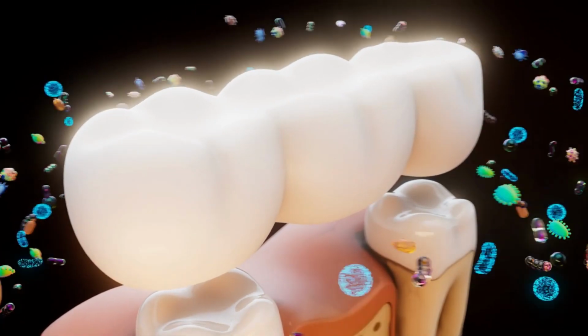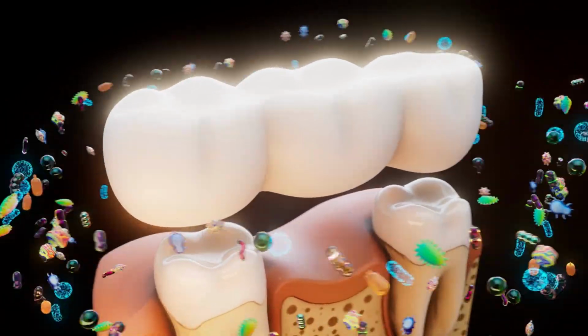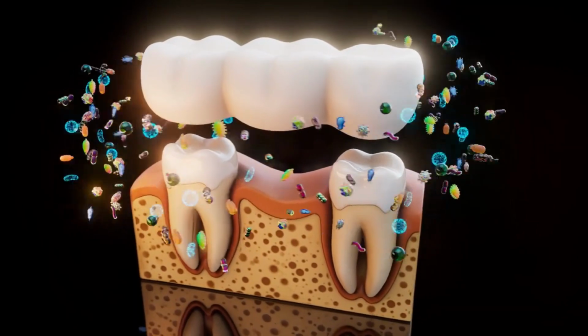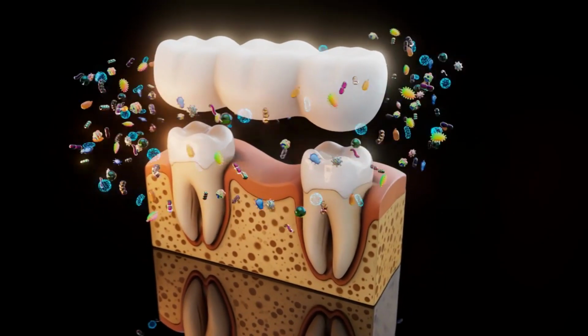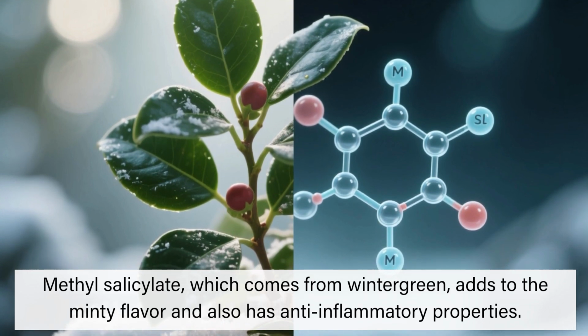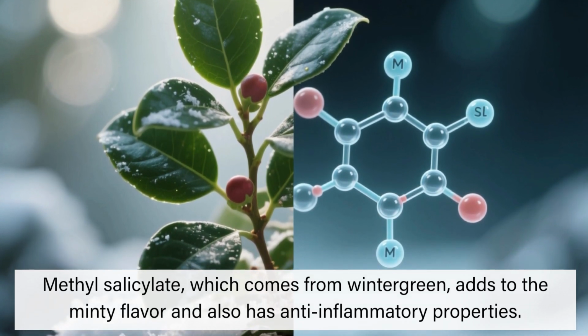For example, the combination of eucalyptol, menthol, and thymol is the classic formula for Listerine and has been proven to penetrate plaque biofilm and kill germs. Methyl salicylate, which comes from wintergreen, adds to the minty flavor and also has anti-inflammatory properties. These oils are what give you that immediate "it's working" sensation and are a huge part of the reason we associate mouthwash with fresh breath.